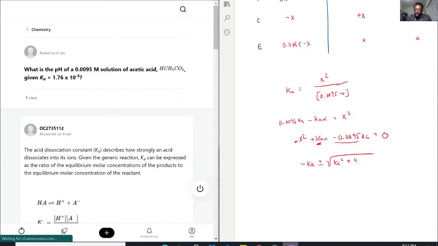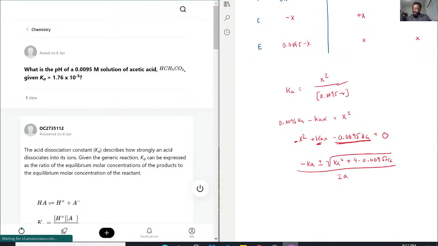We have 4 times 0.0095, and the a was 1, but we can't forget the Ka as well, because the whole thing is c. This whole thing is c. And then divided by 2a. So let's just start plugging it in. I just didn't want to have to keep writing the Ka number.